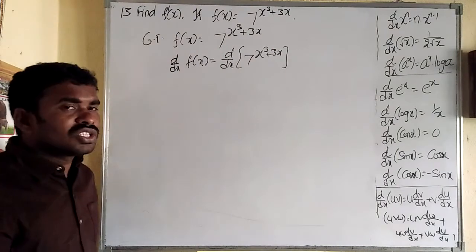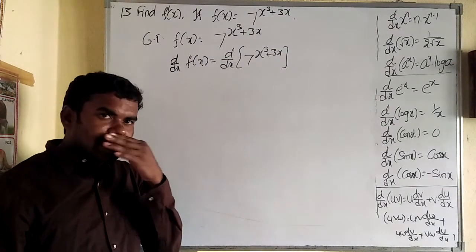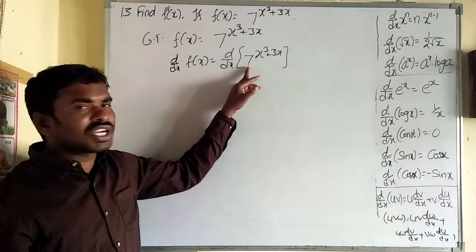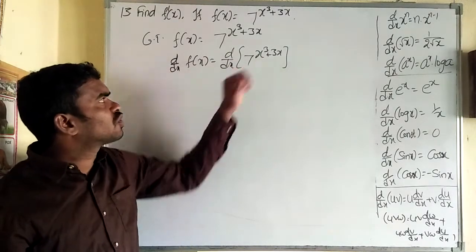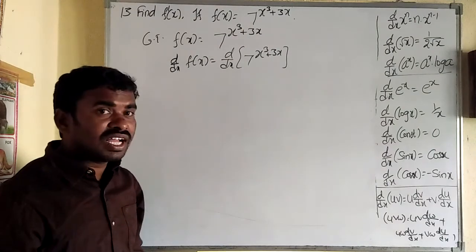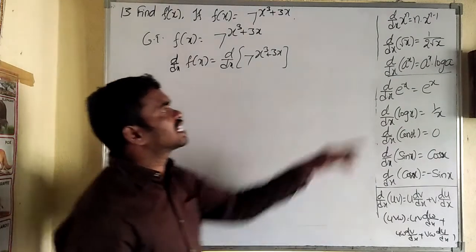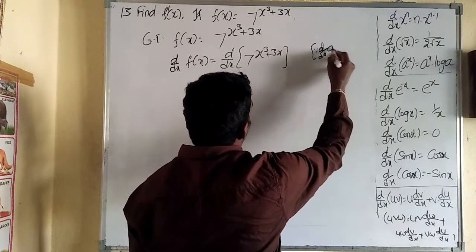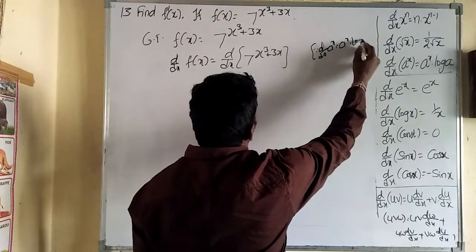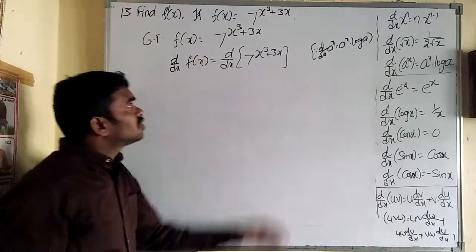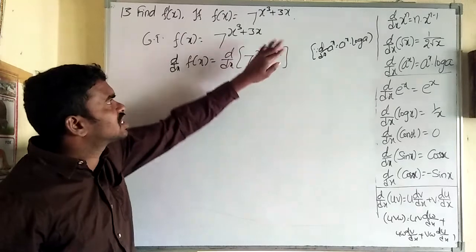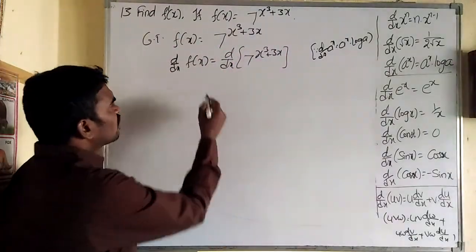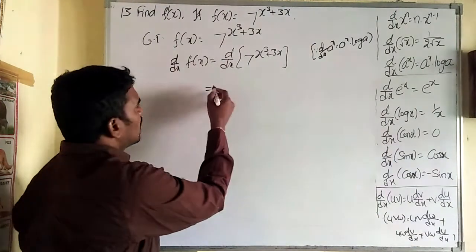This is the question. Which formula can we apply? In the previous problem we applied x power n, but here it is some constant a power something. So which formula? Very good, the a power x formula. Since d by dx of a power x is equal to a power x into log a, treat this algebraic function as x. So 7 power x we can write as 7 power x into log 7.